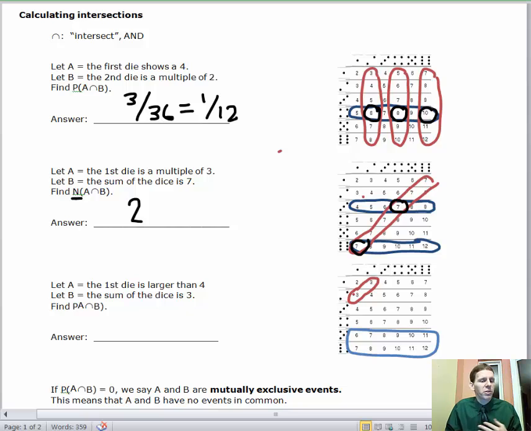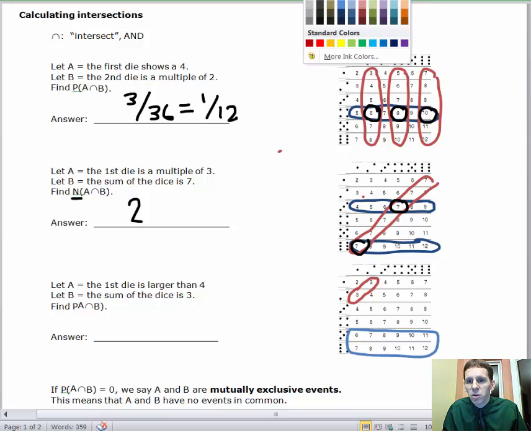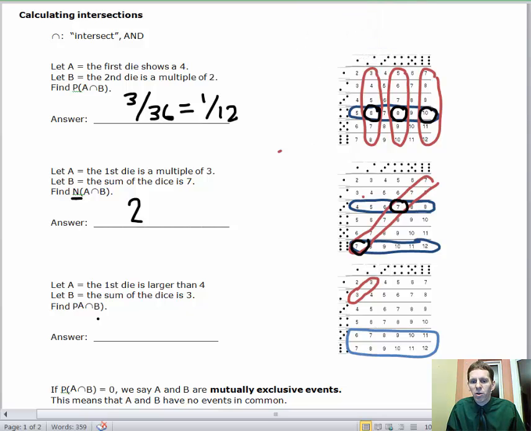You'll notice the red and the blue do not intersect anywhere. So our answer is, well, nowhere. There's no intersection. They have nothing in common. So we say our answer is 0 out of 36. If you just want to put 0, that's equivalent, and that's fine. If this probability is equal to 0, we say that A and B are mutually exclusive events. They each exclude each other. A and B have no events in common.